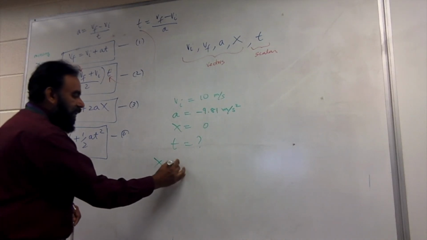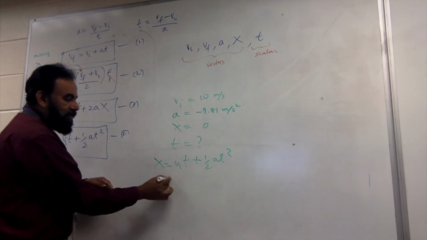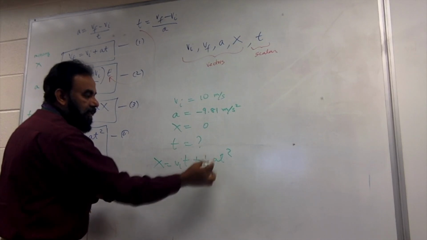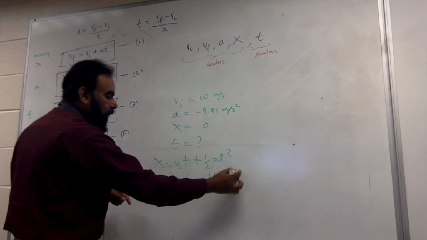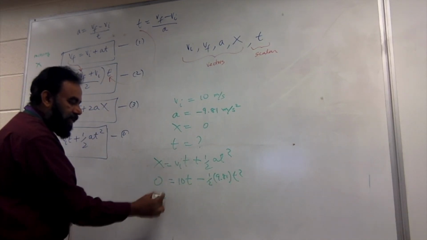X is equal to VIT plus half AT squared. X is 0, then it becomes 10T minus half of 9.81 T squared. And so if I flip it this side, it becomes 4.9.